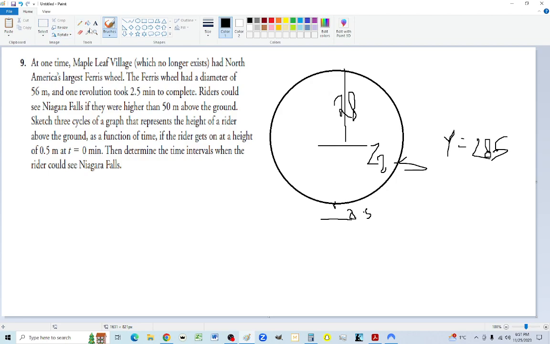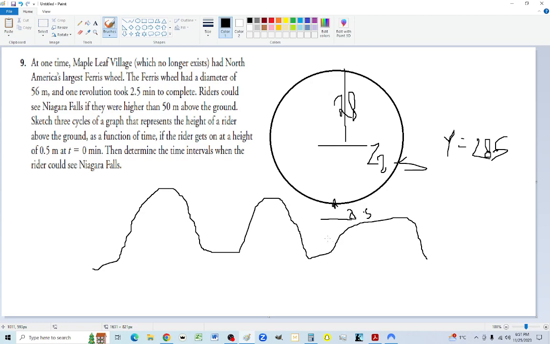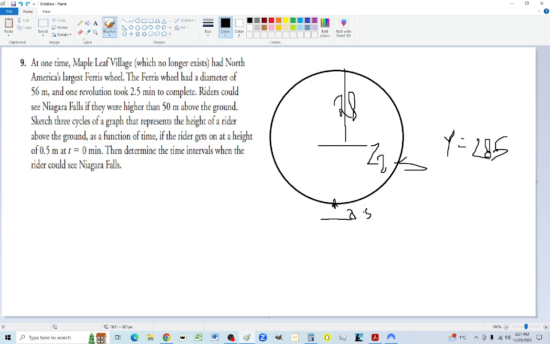So right away, since we're getting on at the bottom, if we think about a cos curve, you get on at the top. So we want to reverse a cos curve and get on at the bottom and go up. And then they want how many? 3 cycles. Okay, and then they want the time intervals for when they see Niagara Falls.